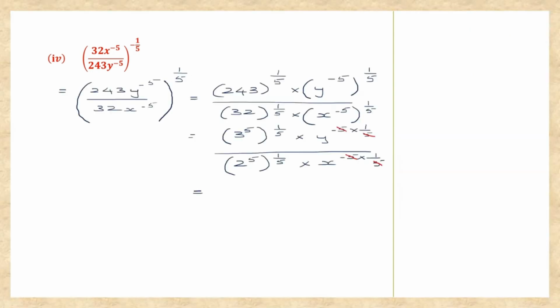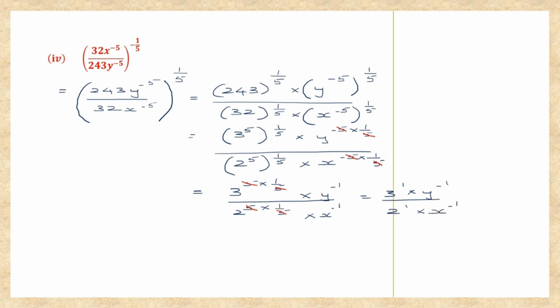So this will be 3 raised to the power of 5 into 1 by 5 using the power law into y raised to the power of minus 1 by 2 raised to the power of 5 into 1 by 5 using the power law into x to the power of minus 1. Now here we can cancel 5 and 5. Here also we can cancel 5 and 5. So here what do we have now? We have 3 raised to the power of 1 into y raised to the power of minus 1 by 2 raised to the power of 1 into x to the power of minus 1.